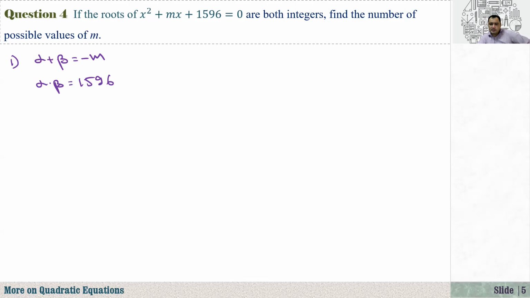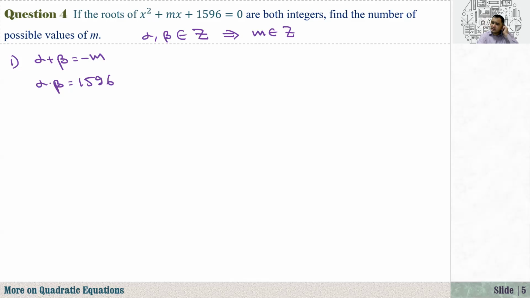Since both roots are integers, that is alpha and beta, let me just write here: alpha and beta, both are integers, right? And from here we can also get that m must be an integer, because the sum of two integers is an integer, and the product of two integer numbers is also an integer. Now from here, we are sure that m is an integer.